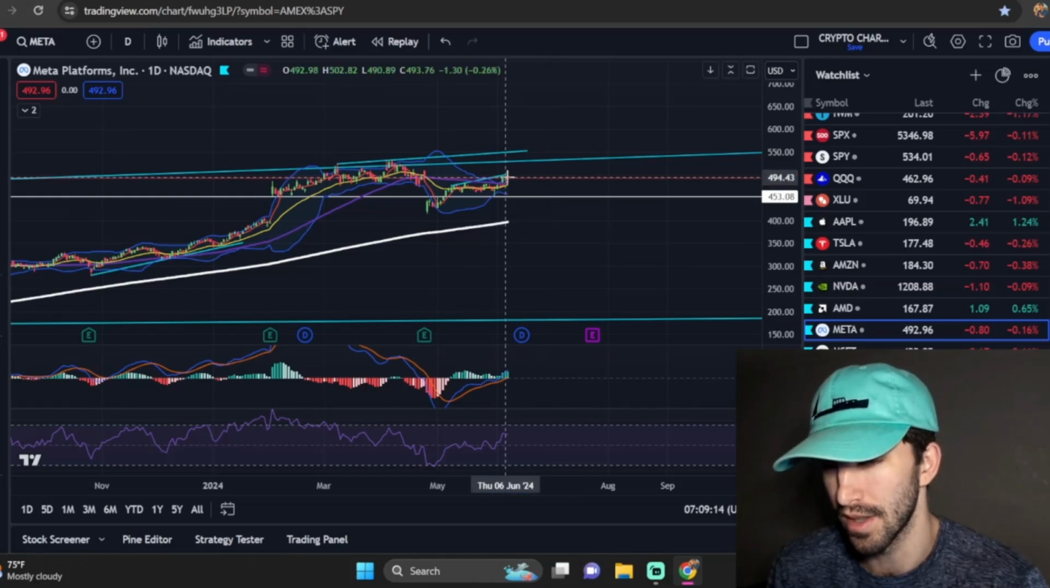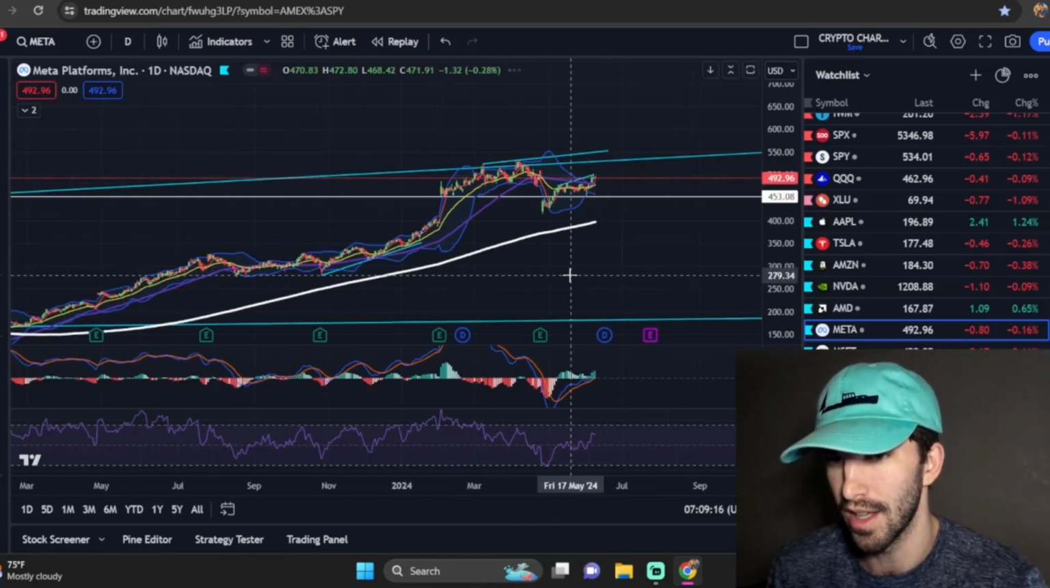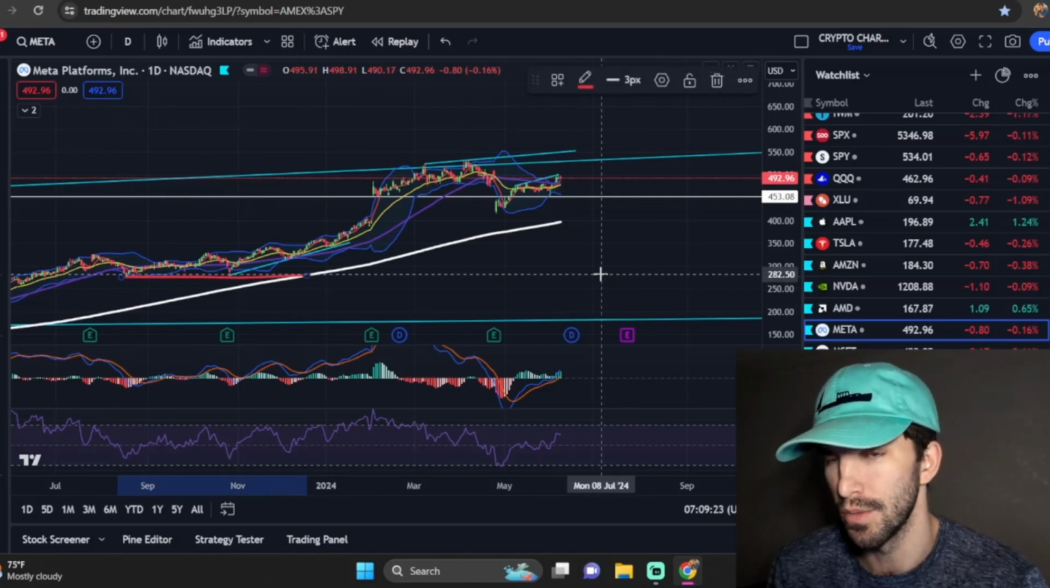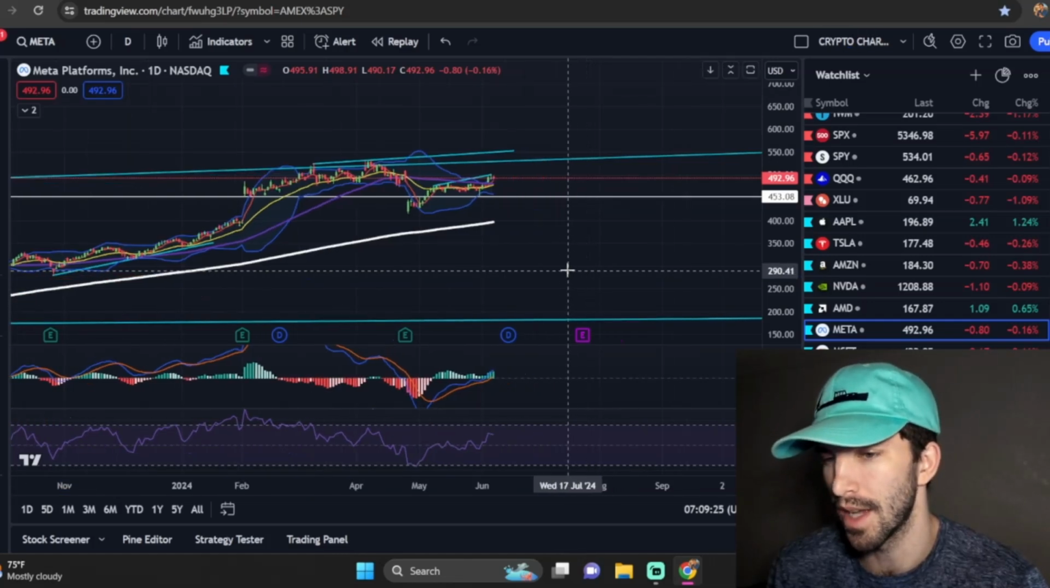If it's going to be worse than that, then I think Meta could head all the way down to this point right here of 276.18. I think that is a great level to pay attention to Meta if we see some dramatic downside.